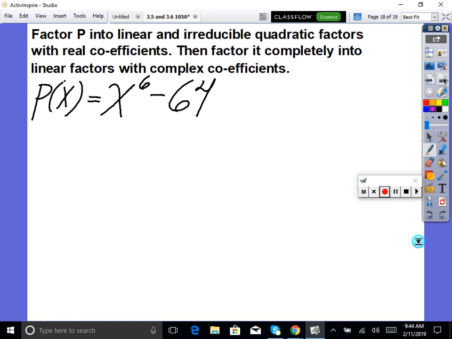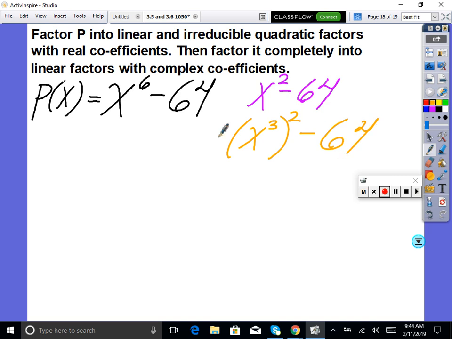So if I had this, x squared minus 64, I could factor this. So what is x to the 6th with an x squared involved? x cubed squared minus 64. Is this and this the same thing? Yeah. So what would be my u substitution?